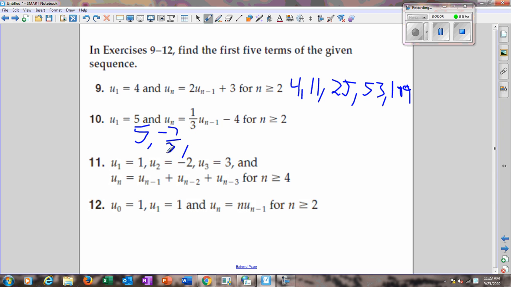Number 12, u sub 0 is 1, u sub 1 is 1, and it says u sub n equals n times u sub n minus 1. So if I'm finding my third term in the sequence, I take 3 times the first u sub 1, which should be 1. So 3 times 1 is 3. To find the fourth term, it's 4 times the term I just found. So 4 times 3 is 12. To find the fifth term, it's 5 times 12, which was the term I just previously found, and that's going to give you 60.